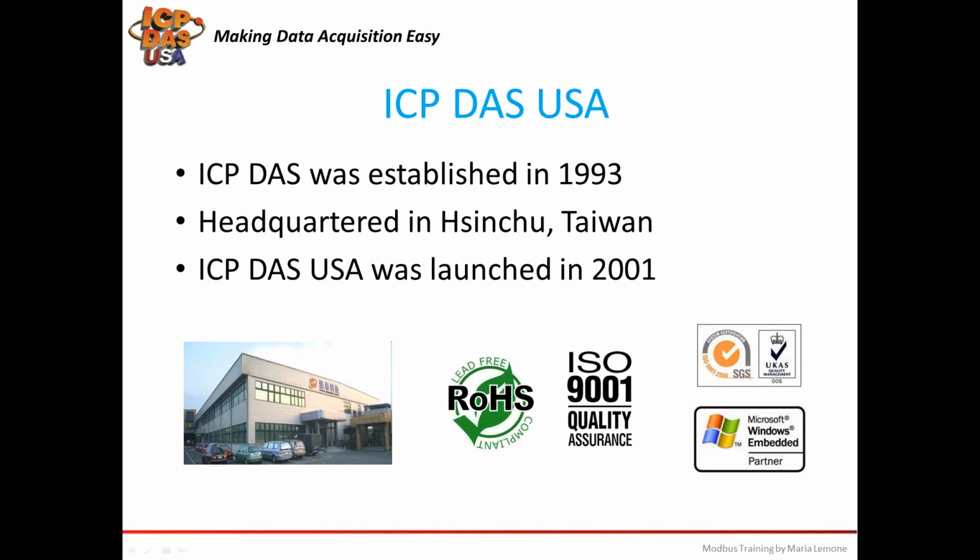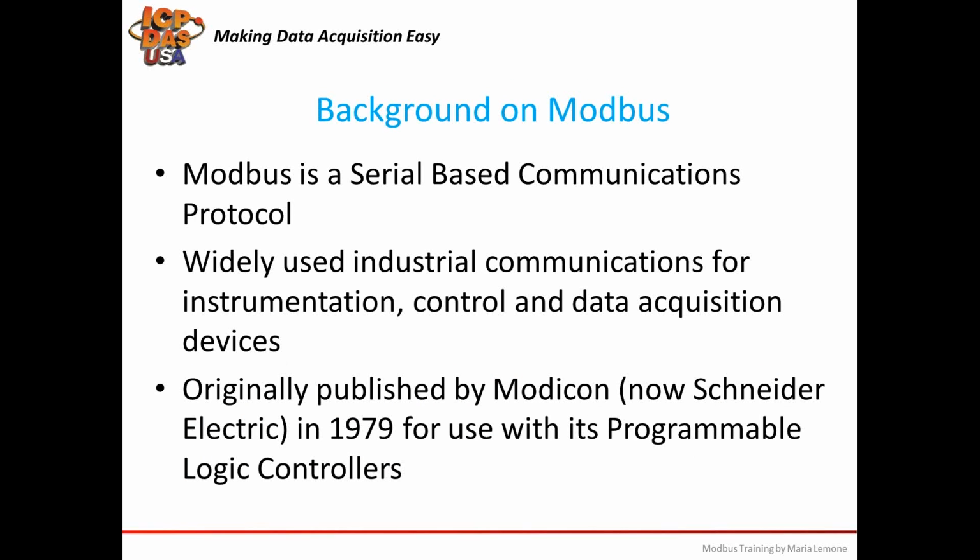ICP DAS was established in 1993. Our headquarters is located in Hsinchu, Taiwan. ICP DAS USA was launched in 2001 to support the North and South American markets. We have over 100 R&D engineers and work closely with them to add new features to our products, develop new products, and to support our customers. Most of our products are RoHS compliant, which means they're lead-free. We have our ISO 9001 certification, which ensures we meet product statutory and regulatory requirements.